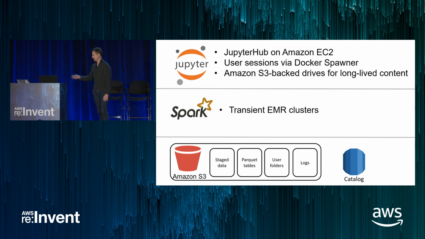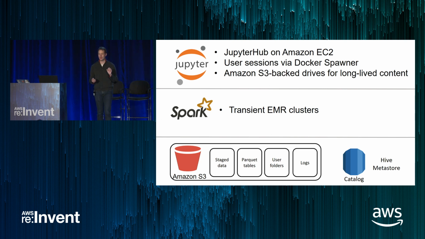And at the bottom is everything that we store in S3. We use Parquet-based data, all of our user folders, all of our logs, anything that lives a long time is stored in S3 or in this catalog, which is just a Hive metastore, if you're familiar with the Spark stack. So this is our stack. This is the highest level view of our architecture.